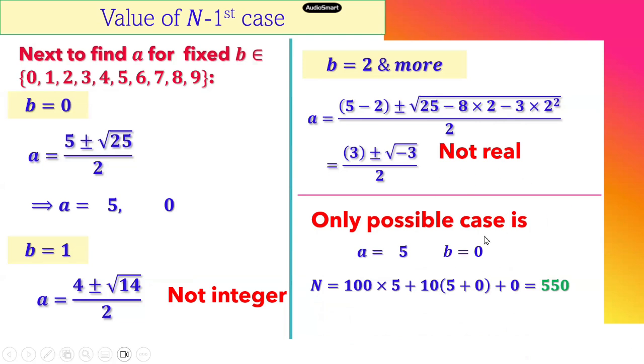So if we substitute it here, then we are getting n is equal 100 multiply 5 plus 10 multiply 5 plus 10, and this will give you 5, 5. So we have one number, which is 550. Now we consider the second case.